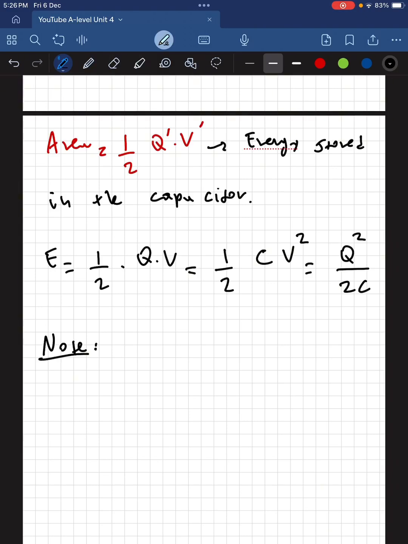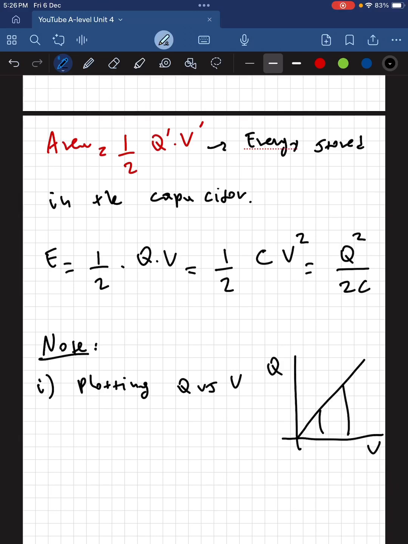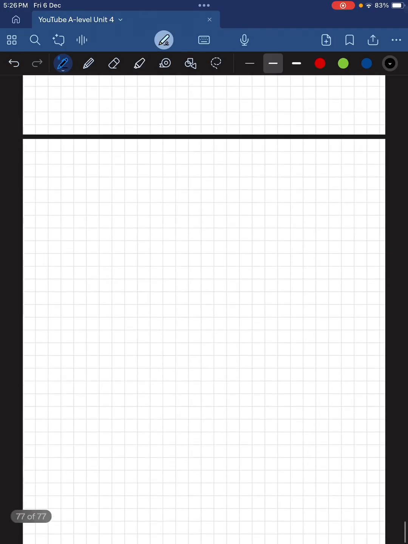So note, let's write some notes about this. If we plot Q versus V, we also get a straight line. The area under the curve is also 1/2 QV, but the gradient of this line is now C. Okay, so be careful with problems where they might actually have the reverse curve.